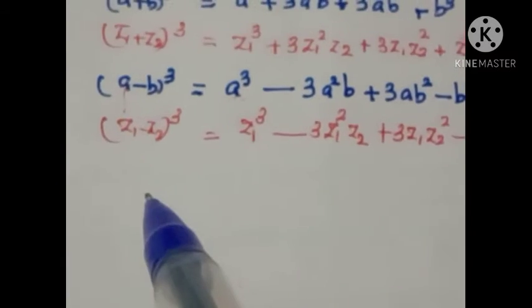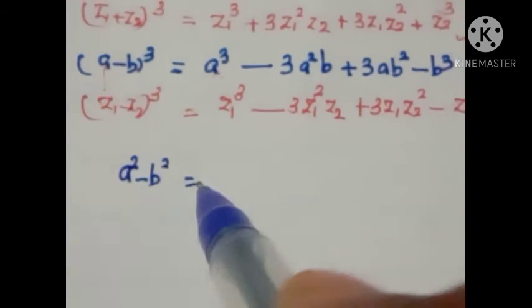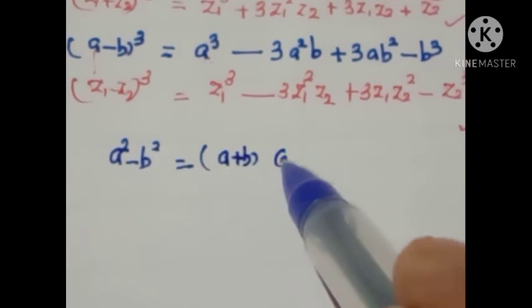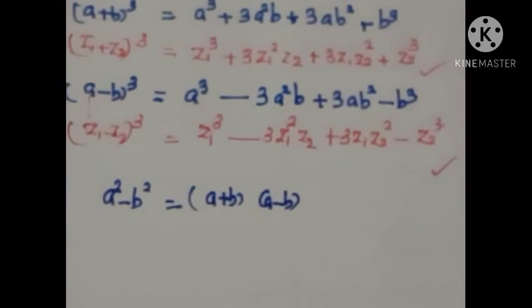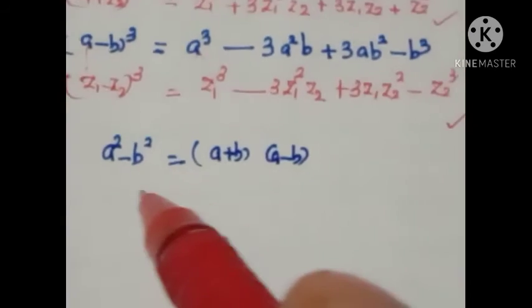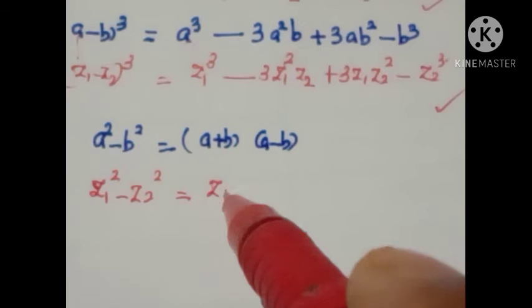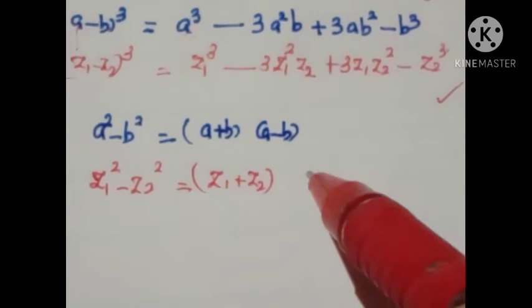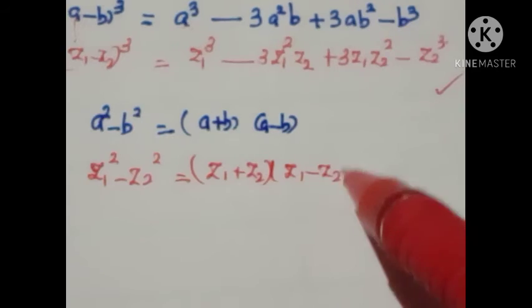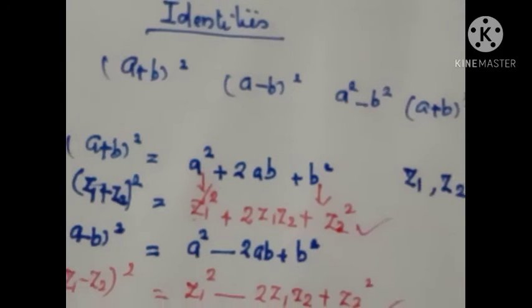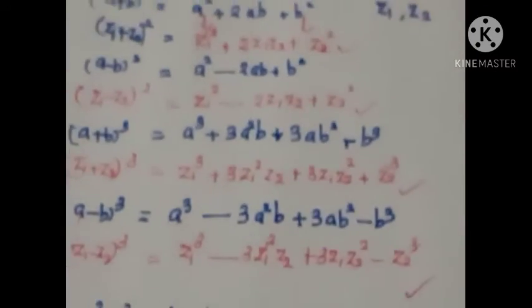And similarly, what is a square minus b square? a square minus b square is (a plus b) into (a minus b). Similarly, we can define Z1 square minus Z2 square also. Z1 square minus Z2 square is (Z1 plus Z2) into (Z1 minus Z2). So you have to learn all these results by heart: (a plus b) whole square, (a minus b) whole square, then (a plus b) whole cube, (a minus b) whole cube, all these things.